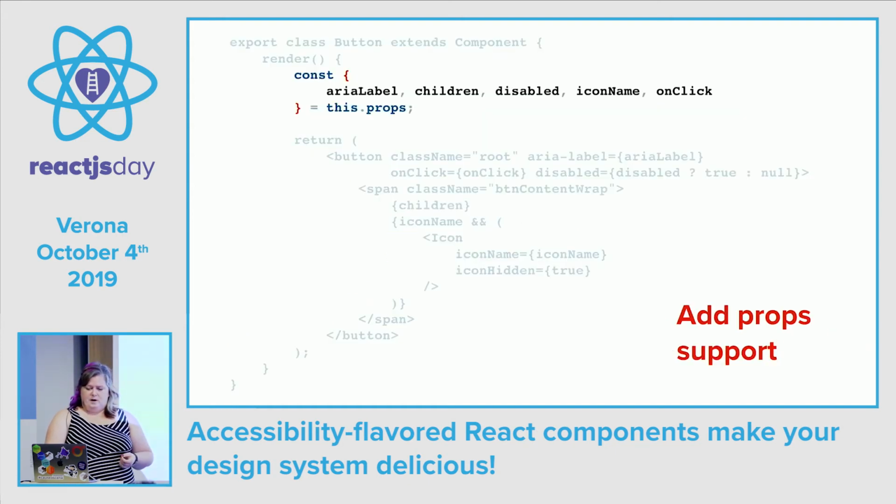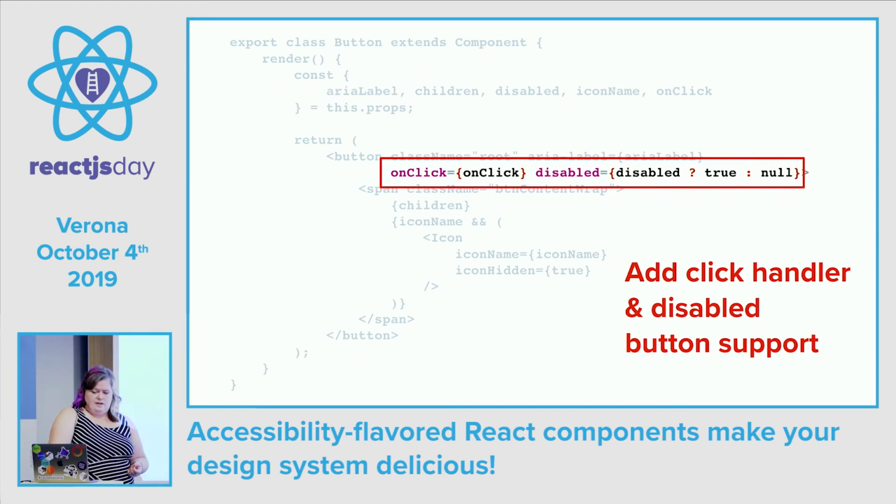So this JSX is popped into the component's render method, and we add some prop supports. We're going to support ARIA label, the children, and whether we want the button to be disabled, so taken out of the screen reader flow and not clickable. And we want to support an on-click function for any function you want it to do. We're not going to tell you what function to do. This is a presentational component, so we're going to support a function that you want to pass in.